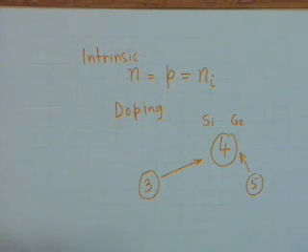arsenic or phosphorus. Any other? Antimony, yes. Any of the adjacent elements. Depending on what type of element you introduce as impurity, the semiconductor becomes one of the two types.